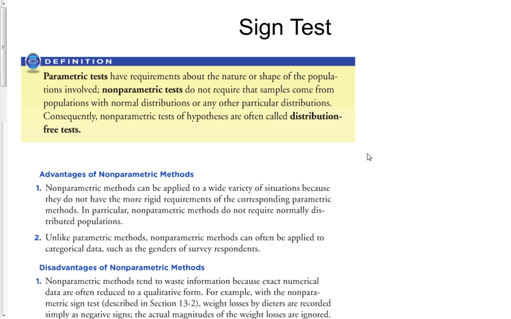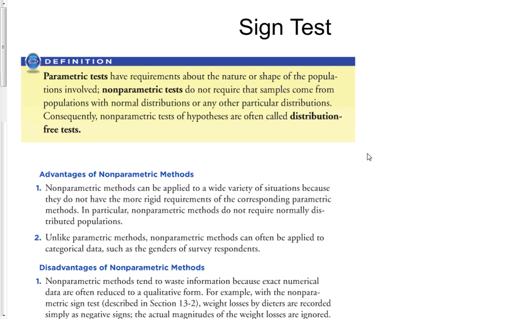Non-parametric tests, however, do not require that the sample come from populations with normal distributions or any particular distribution. Consequently, non-parametric tests of hypothesis are often called distribution-free tests. So we're not making any assumptions about what the distribution of the underlying population is. Some of the advantages of non-parametric tests are they can be applied to a wider variety of data and situations because of the relaxing of the requirements of knowing the underlying distribution.